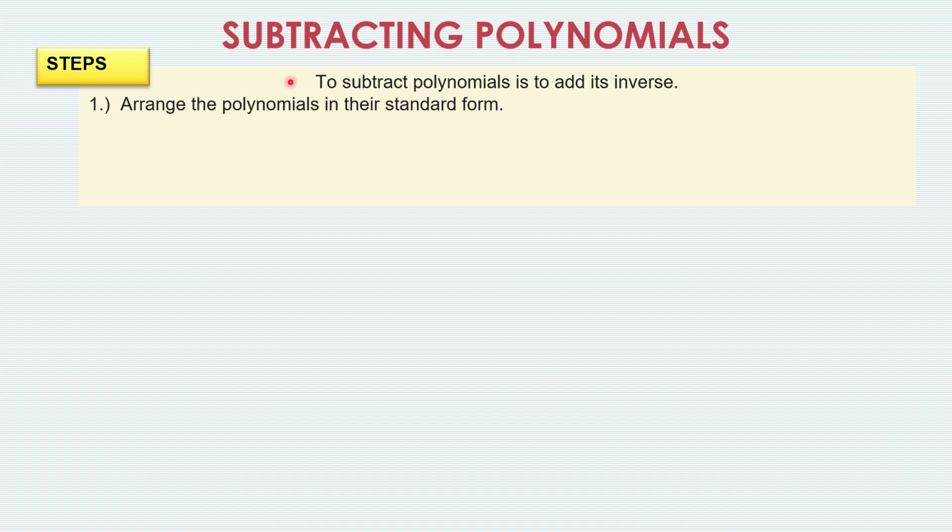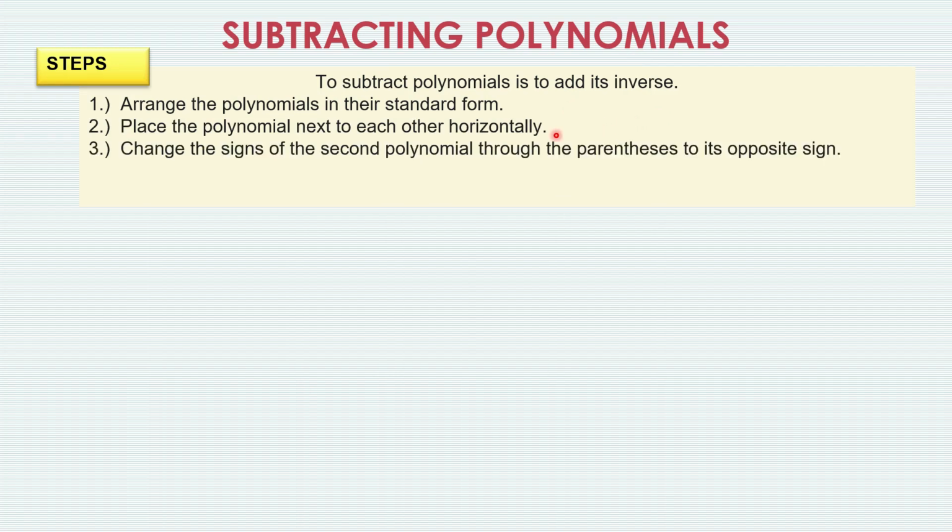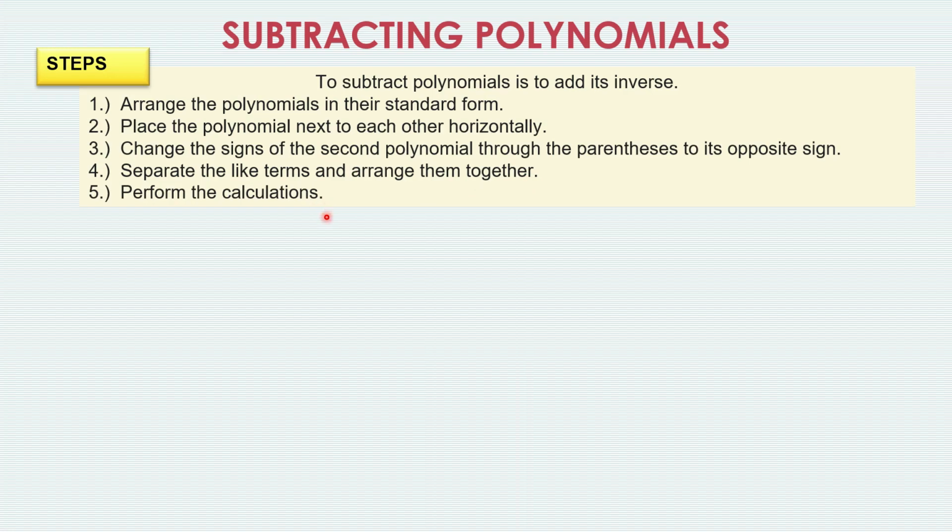First, arrange the polynomials in their standard form, meaning from the highest degree down to the lowest. Second, arrange the polynomials next to each other horizontally, since we're going to have horizontal computation. Third, change the signs of the second polynomial inside the parenthesis to its opposite sign, meaning we will change all the signs of your subtrahend. Fourth, separate the like terms and arrange them together. Lastly, we perform the calculations.